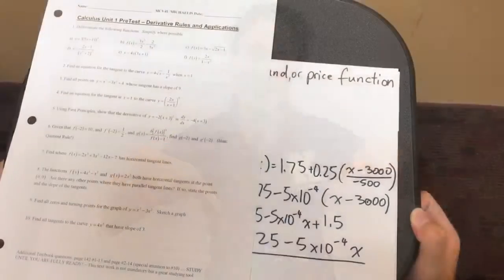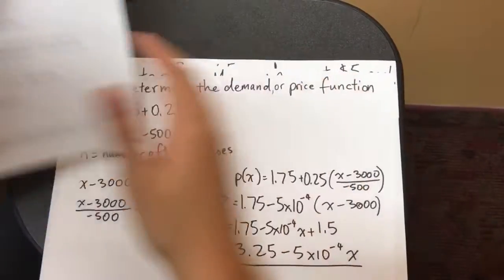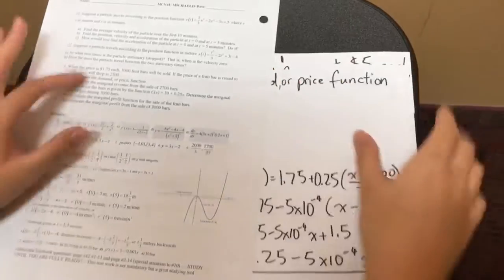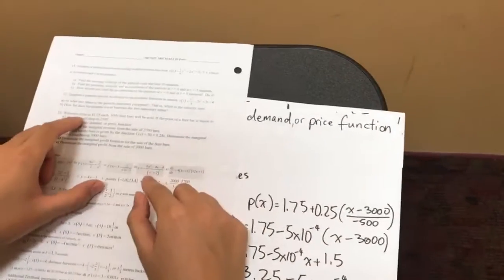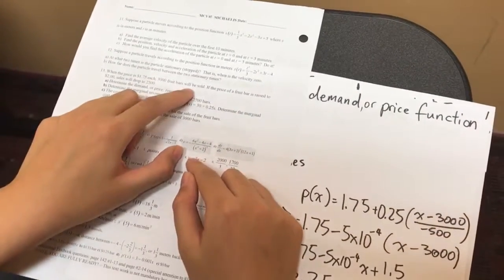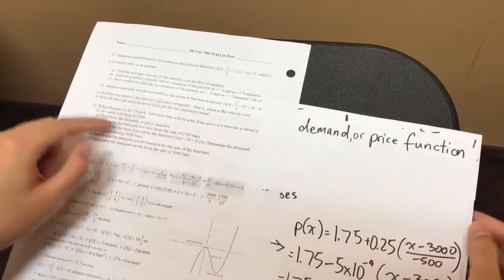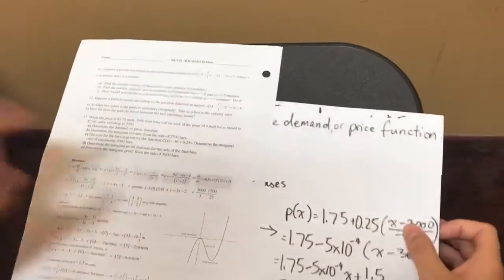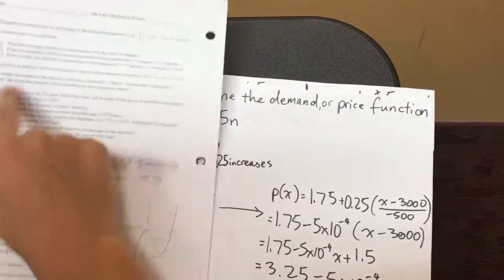Let's get started. Hey guys, so the first question that we're going to attempt is question 13 on the pretest. The question is, when the price is $1.75 each, 3,000 fruit bars will be sold. If the price of the fruit bar is raised to $2, the sales will drop to 2,500. So the first question is to determine the price function of this.